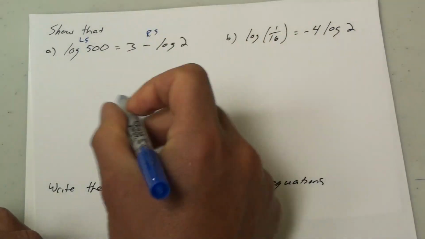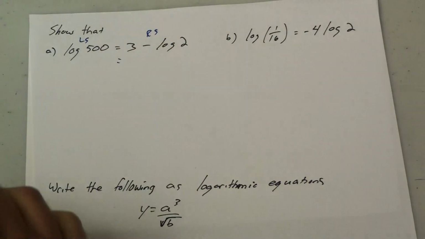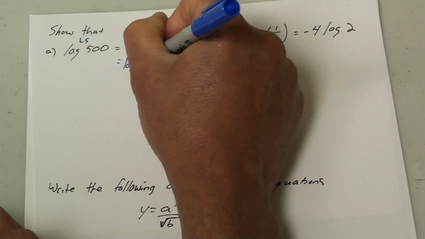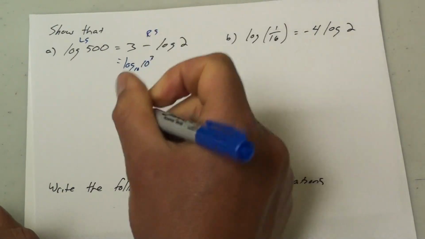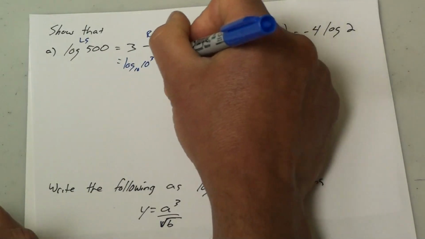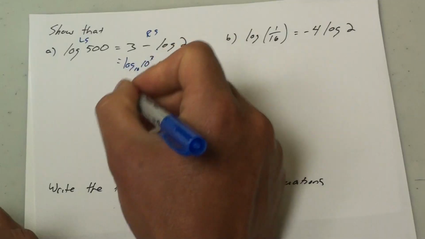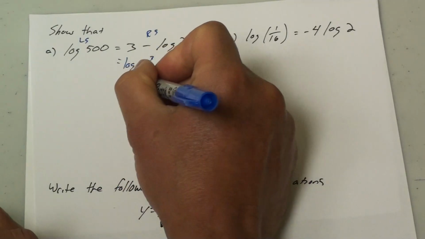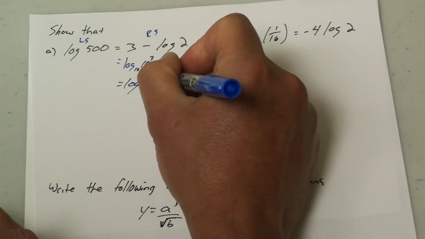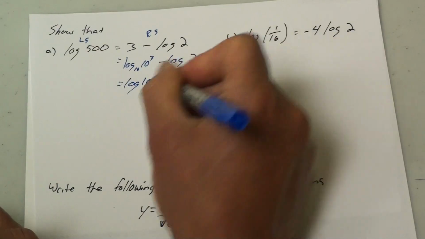So let's turn this whole number into a logarithm. It's number 3. So it is base 10. So it's log base 10, 10 cubed. The 3 is the exponent. Minus log 2. 10 cubed is 1,000. And base 10, I don't need to write it down. So it's log 1,000 minus log 2.